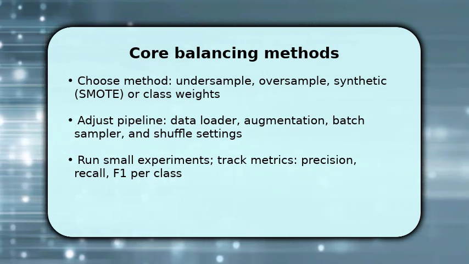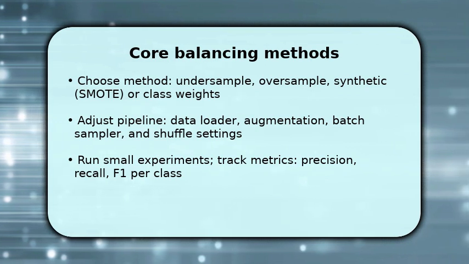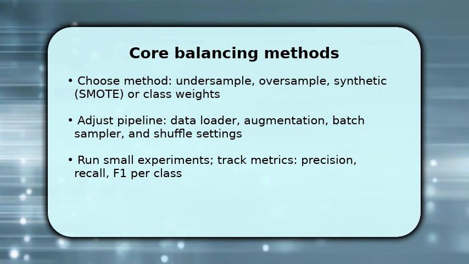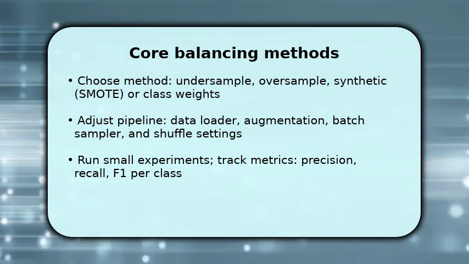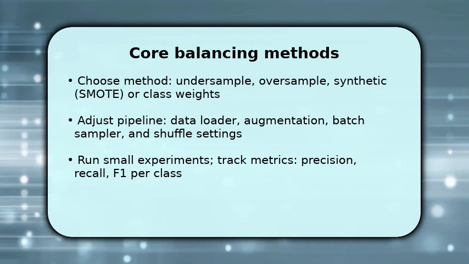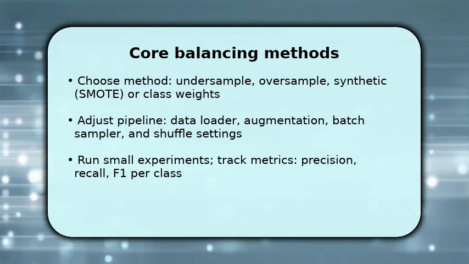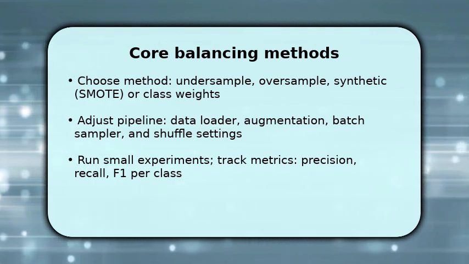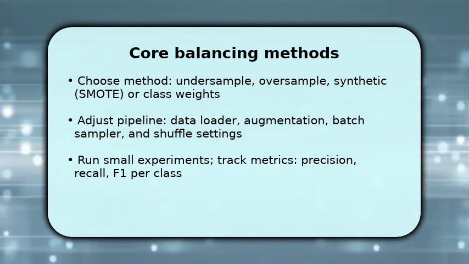Next, modify the TNT pipeline. Update the data loader, augmentation rules, batch sampler, and ensure shuffle preserves class mixes. Run small experiment jobs to validate changes quickly and log per class metrics like precision, recall, and F1. By iterating these middle steps, you learn which method improves minority performance without degrading.